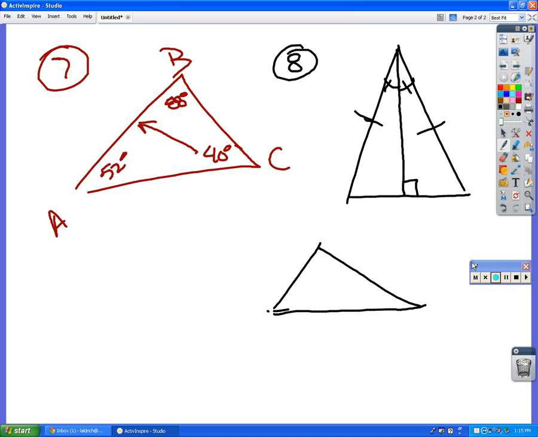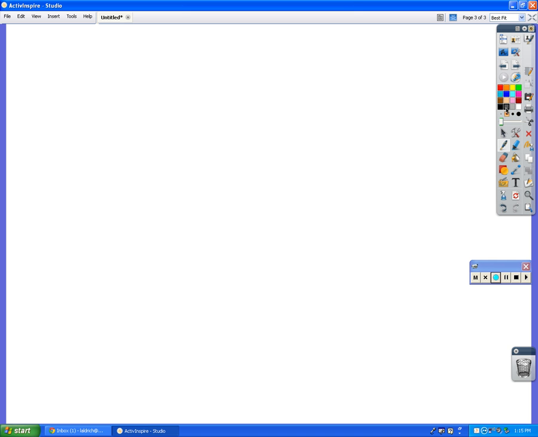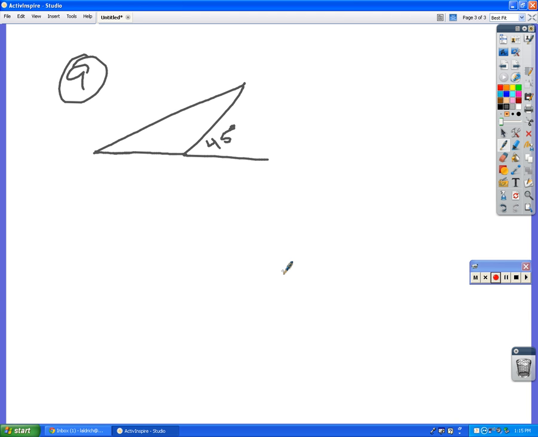Number nine, if the measure of an exterior angle of a triangle is 45 degrees, so let's make a little triangle. And let's make an exterior angle in that triangle measure 45 degrees. Okay? If the measure of an exterior angle of a triangle is 45 degrees, then each of the corresponding remote interiors also has a measure of 45 degrees.